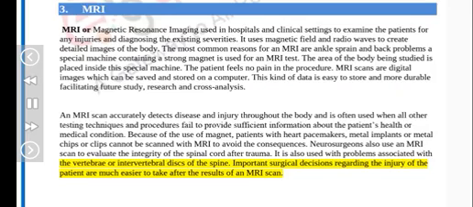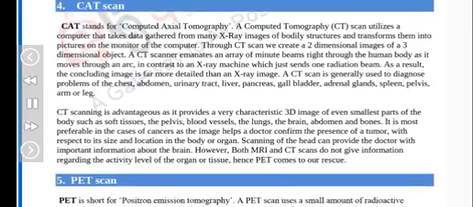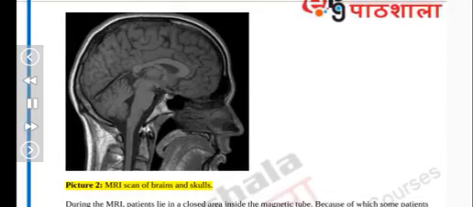Psychology paper number 1, Cognitive Science. Picture 2. MRI scan of brains and skulls.